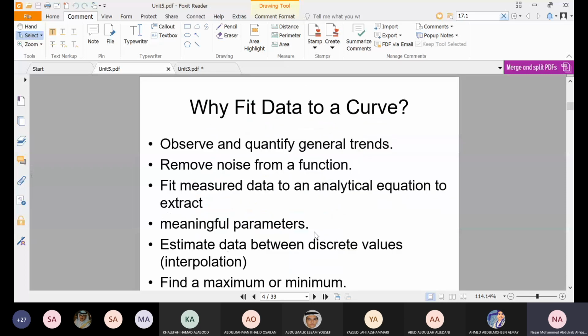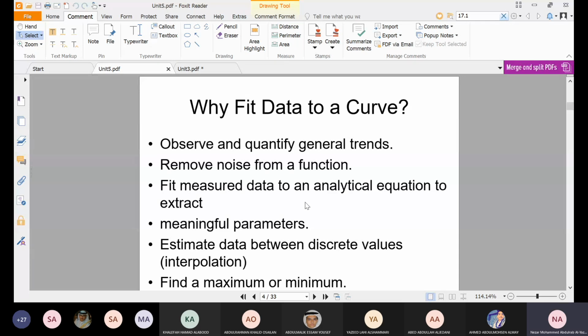So why fit data to the curve? Usually we want to observe or quantify the general trends of the data, for example a linear trend or a nonlinear trend. Also, we need curve fitting to remove the noise from the function, because we use this estimation, the measurement, and the model that we develop to remove the noise and error.